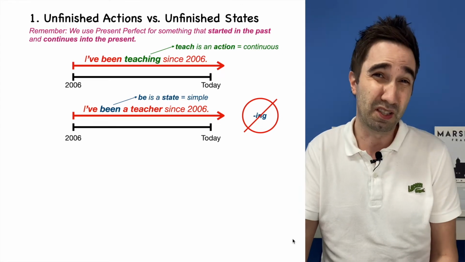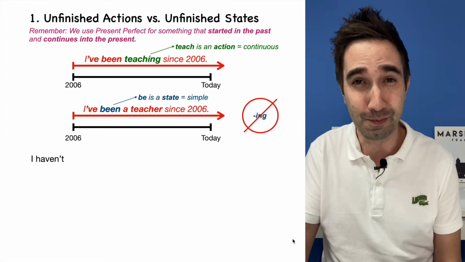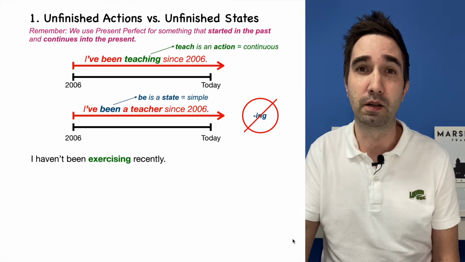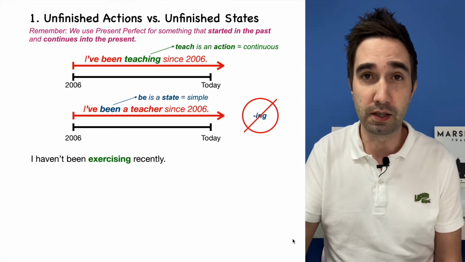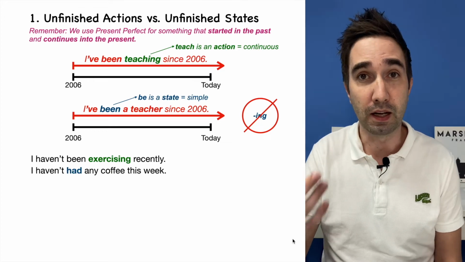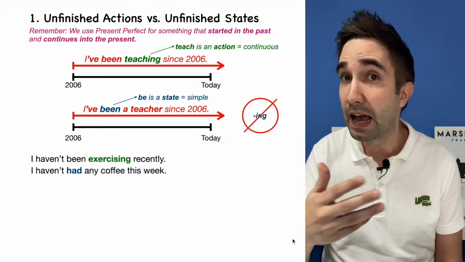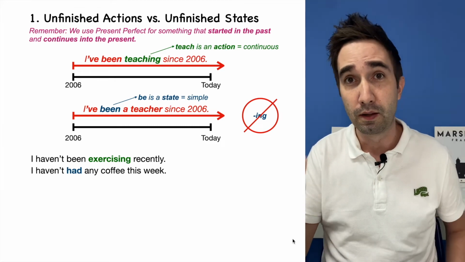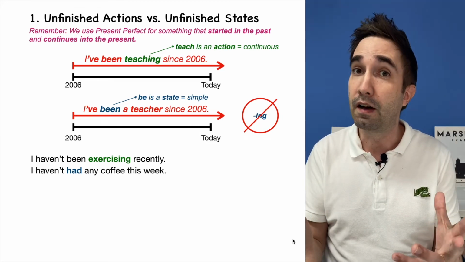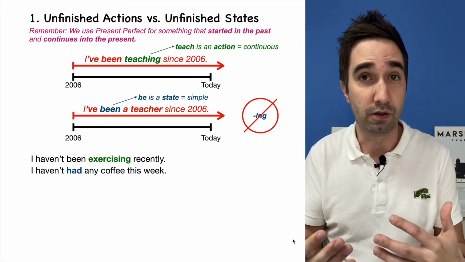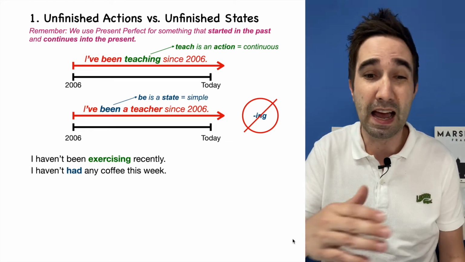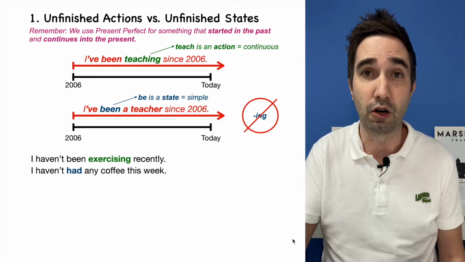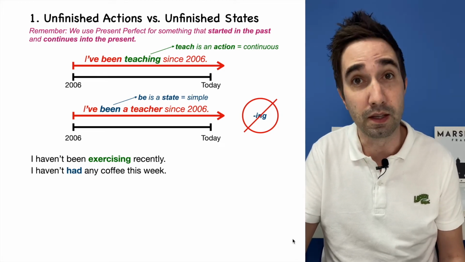All right, so here's a bunch of examples. This is probably the easiest part of this video, so good luck. I haven't been exercising recently. So we can also use this in the negative. I haven't had any coffee this week. Maybe I'm taking a break. This week is not finished. Have is a state verb. Exercise is an action verb. So I haven't been exercising recently. I haven't had any coffee this week, this month, this year.